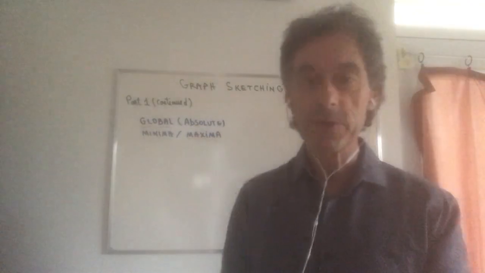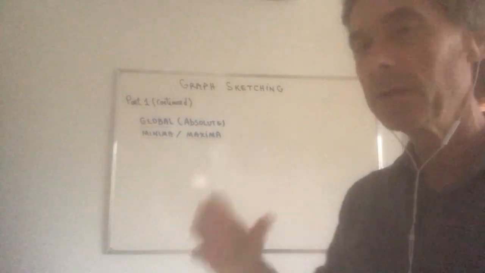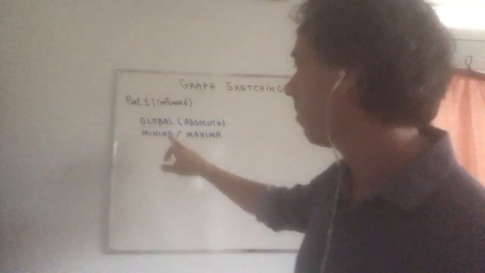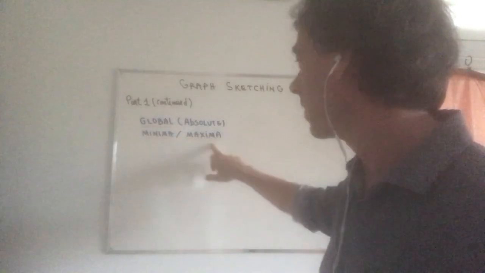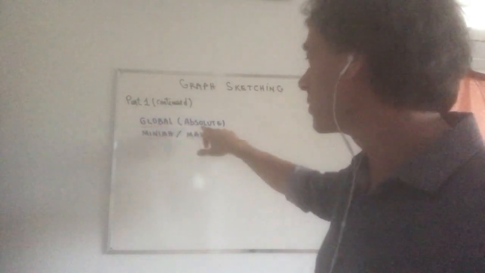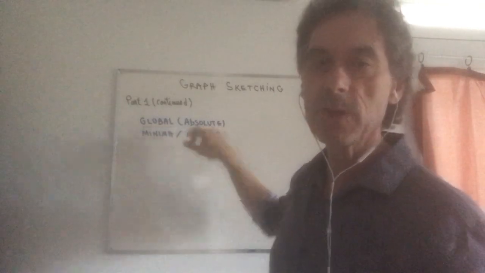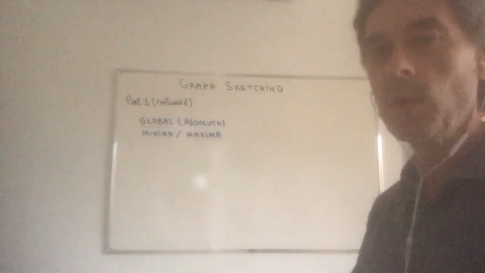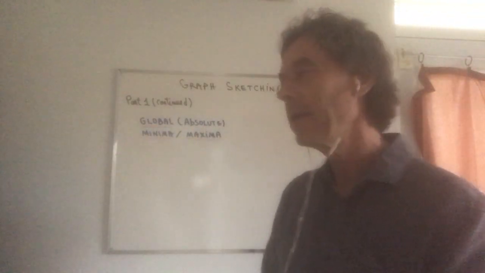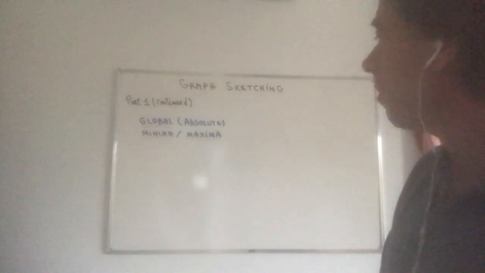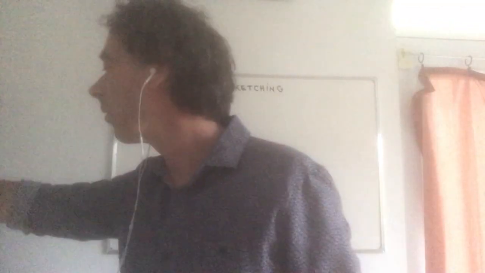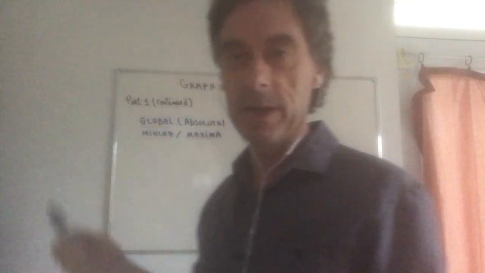So the lecture today will actually be on a relatively confined subject called global minima and maxima. Global is sometimes referred to as absolute. We're going to use one term or the other. They're interchangeable. So let me show you a little bit on a graph what I mean by global or absolute.